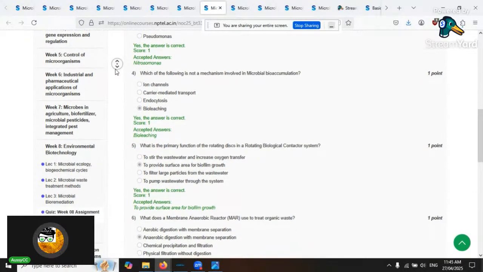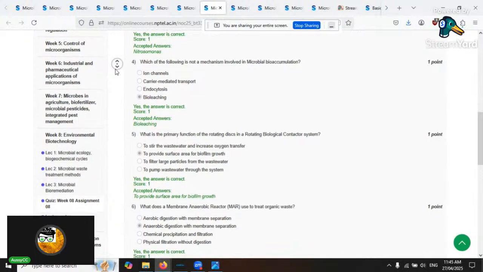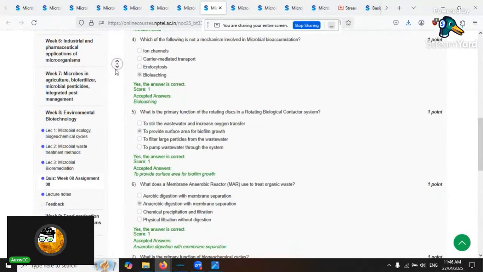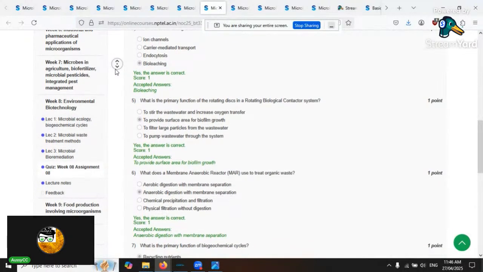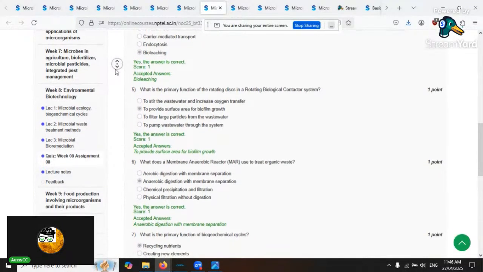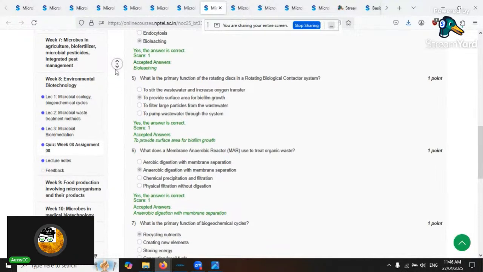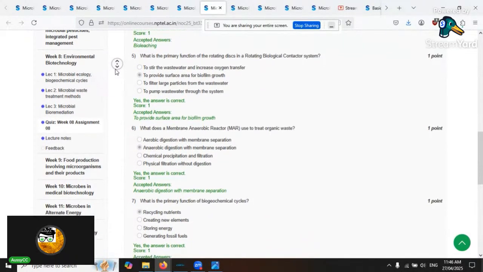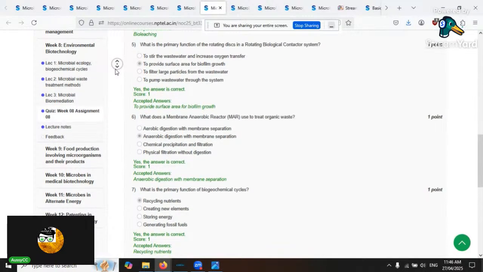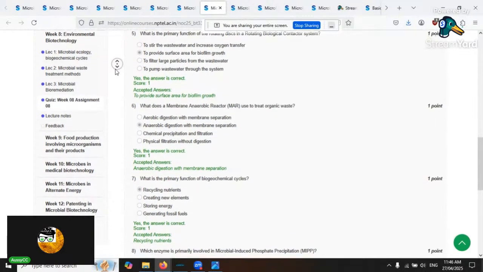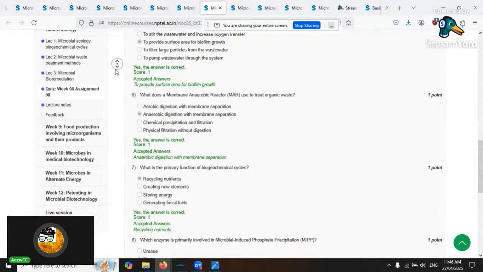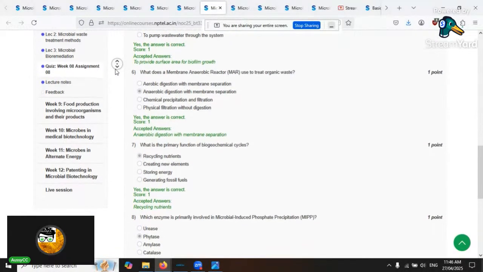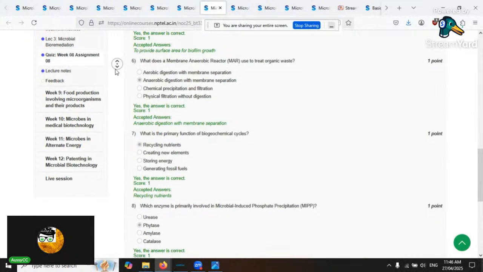What are membrane anaerobic reactors used to treat organic waste? Well, it's written in the title there, anaerobic digestion. What's the primary function of biogeochemical cycles? It's recycling nutrients. Which enzymes are primarily involved in microbial-induced phosphate precipitation? Phytase.